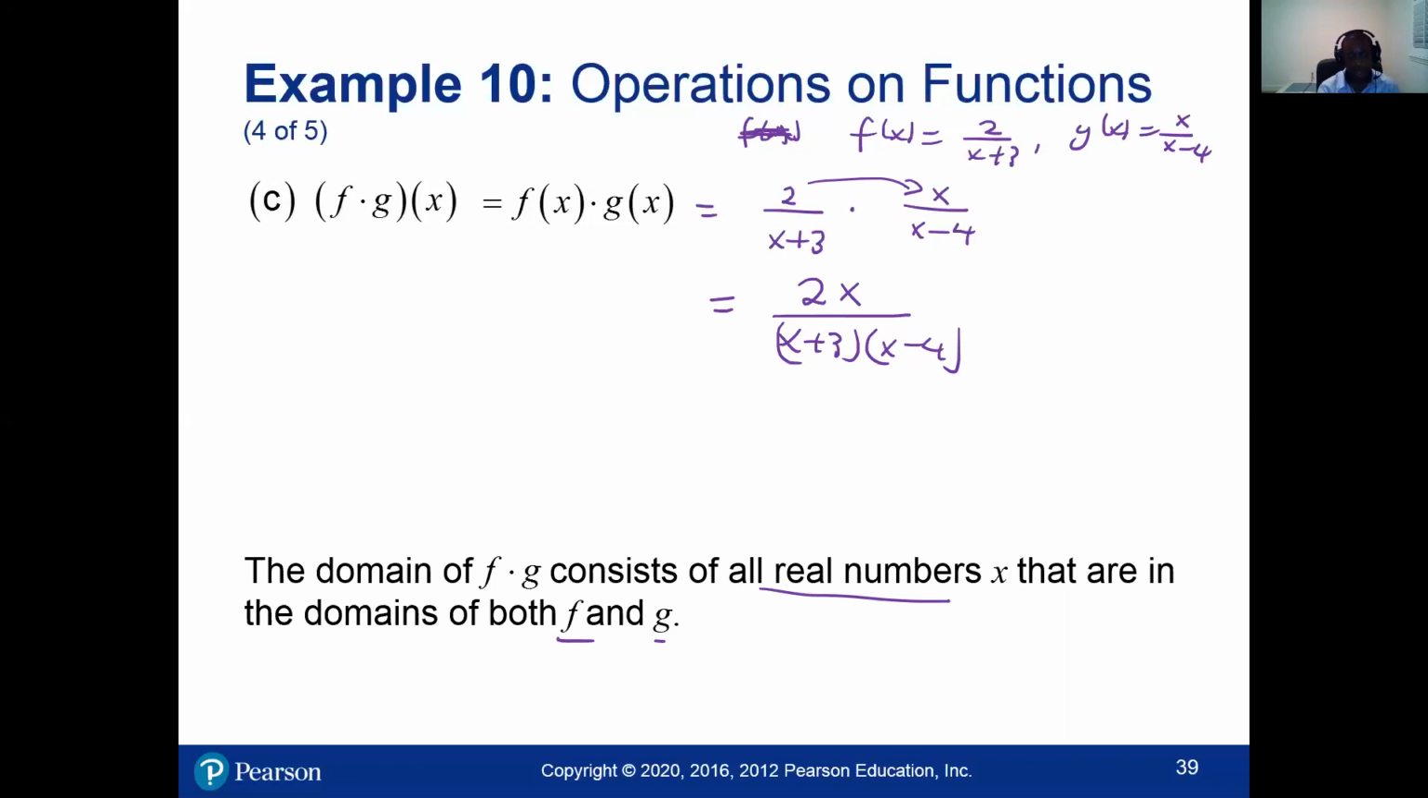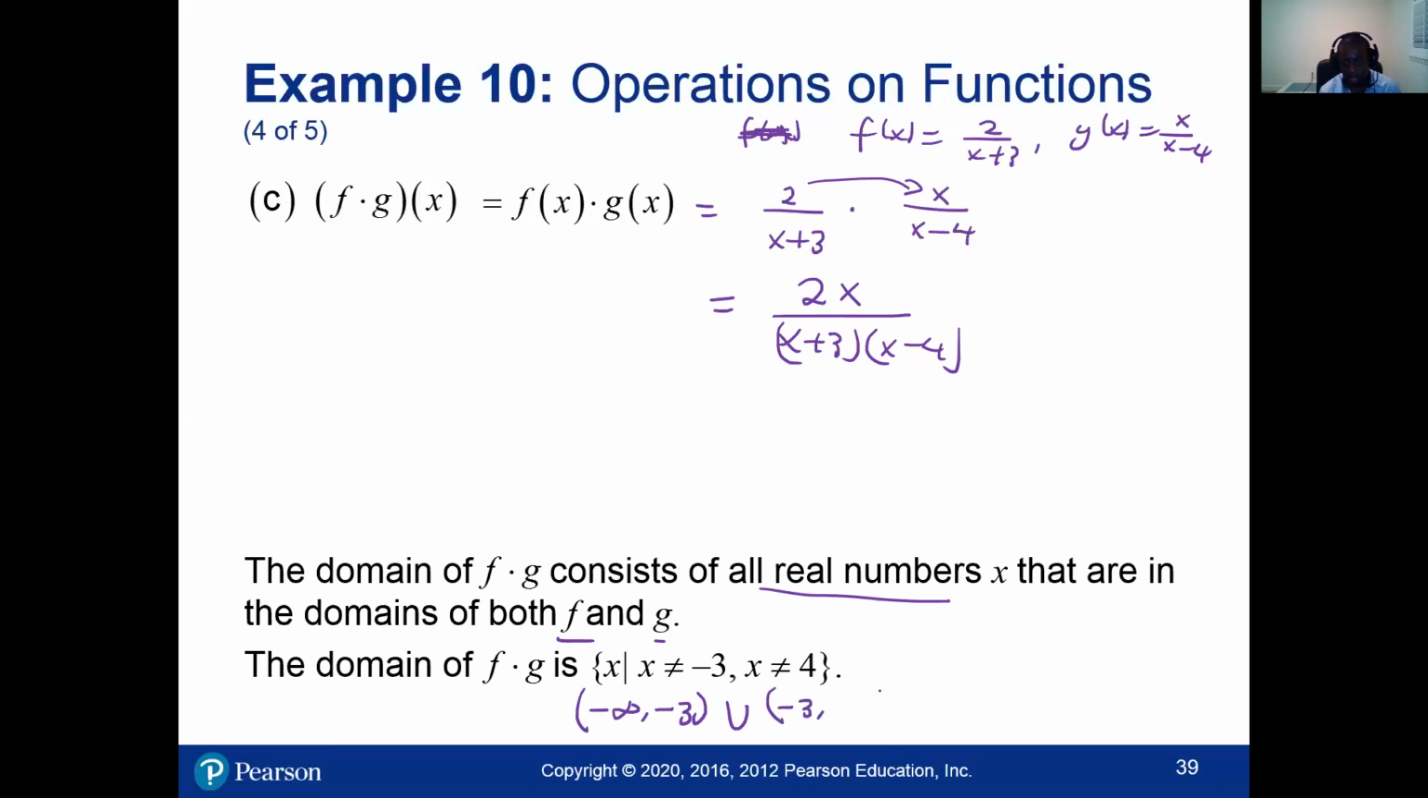So it is the same as before. Or in interval notation, this is what? -infinity to -3, union -3 to 4, union 4 to what? Positive infinity.